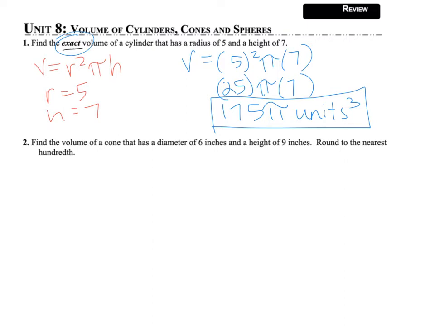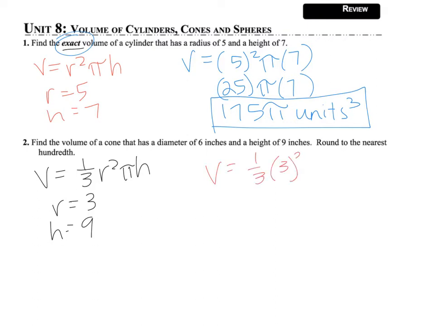The volume of a cone. So the volume of a cone is 1/3 the volume of a cylinder. This one, we have a radius and height. The height is 9, but it tells us that our diameter is 6. Remember that diameter is always double the radius. So we're going to divide 6 by 2 to get 3. So our volume is 1/3 times 3 squared times pi times 9. So our volume is 1/3 of 9 times pi times 9.